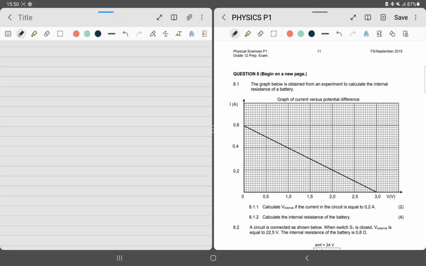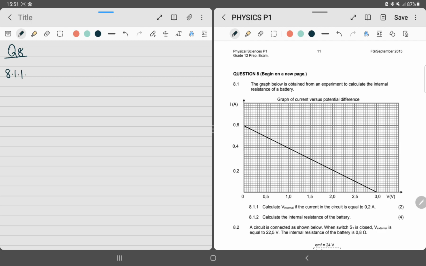September 2015 from the Free State. Question 8. The graph below is obtained from an experiment to calculate the internal resistance of a battery. So we have a graph of current versus the potential difference.